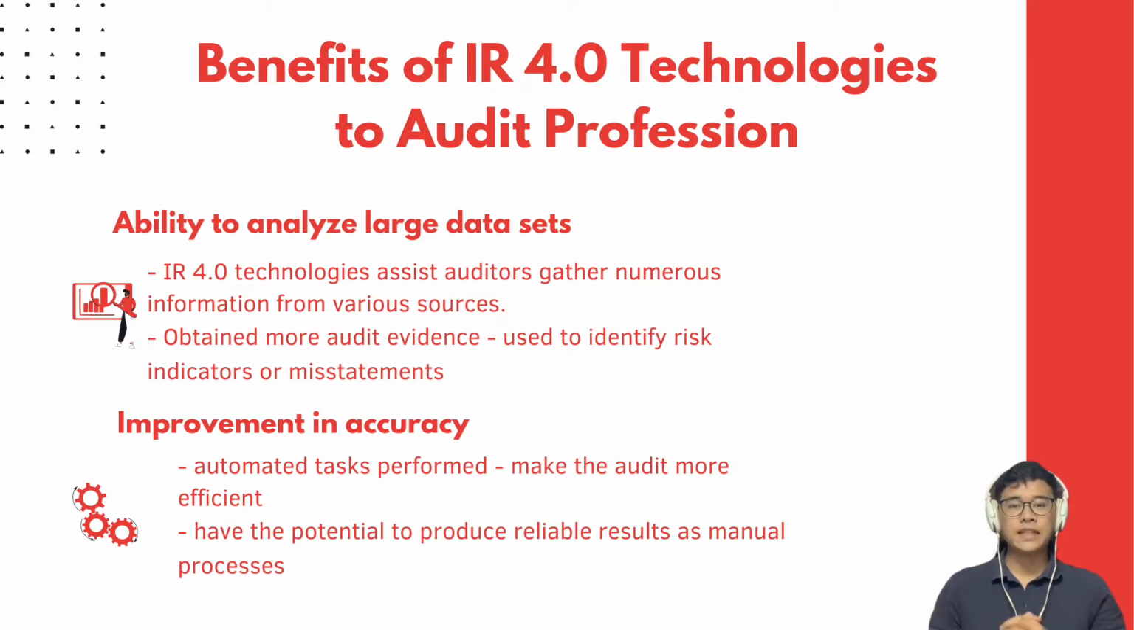Next, improvements in accuracy are obtained where automated tasks performed by robots not only make the audit more efficient, but they also have the potential to produce results that are as reliable as manual processes when combined with auditors' review.